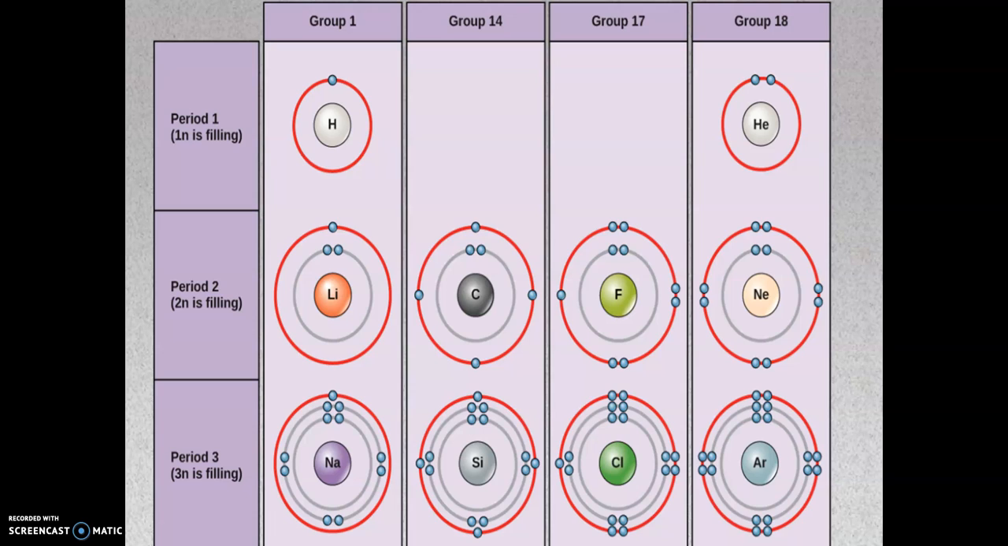For sodium, it is 1. Silicon, it is 1, 2, 3, 4. Chlorine, it is 7. Argon, it is 8. So, the number of electrons is increasing. But the number of shells is not increasing, isn't it? So, we know that in the nucleus protons are there. So, the number of protons is also increasing. So, the nuclear charge is also increasing.